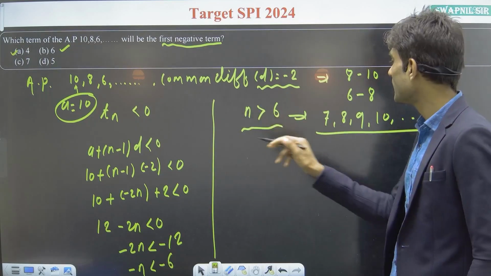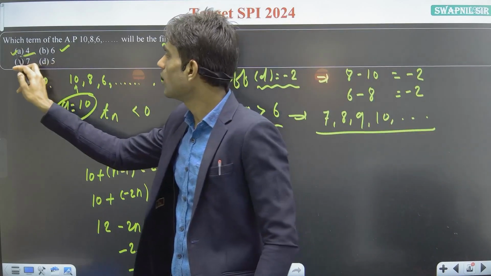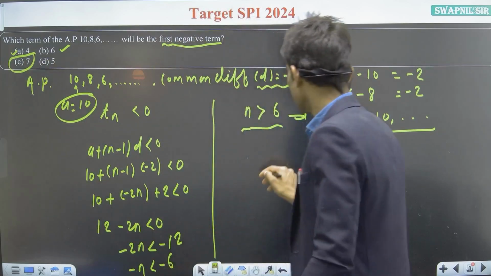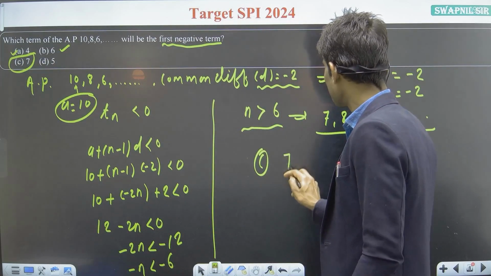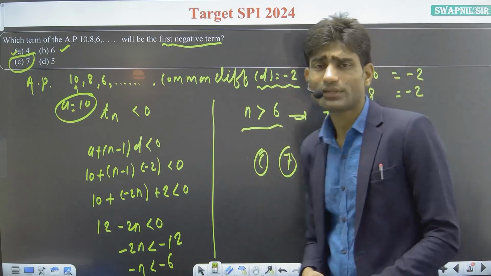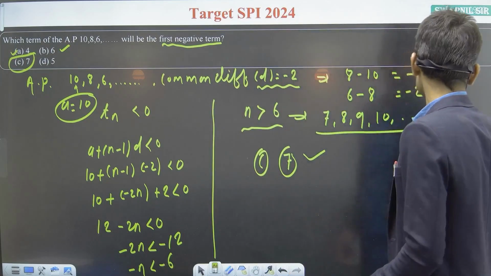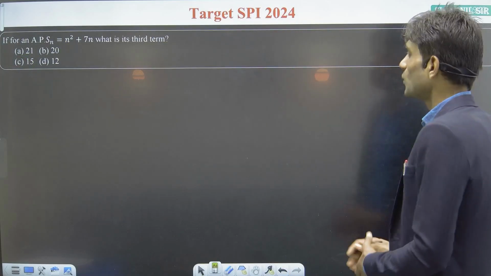So bigger than 6 means 7, 8, 9, 10. The possible option here in our example is C. Option C gives us 7, which is the correct answer here. I hope you all have understood one of the easy questions from your previous year questions. Let's move on to the next example.